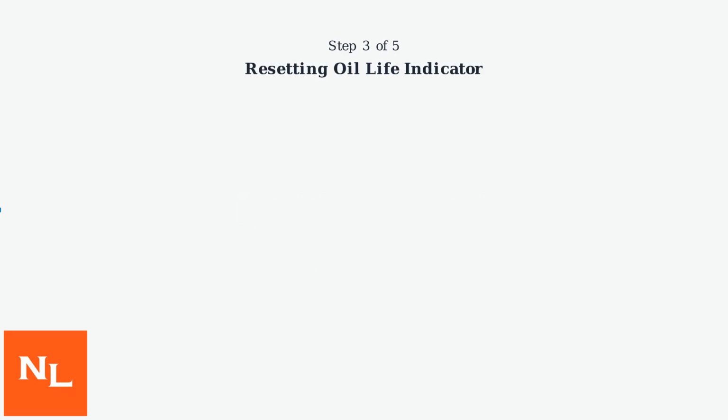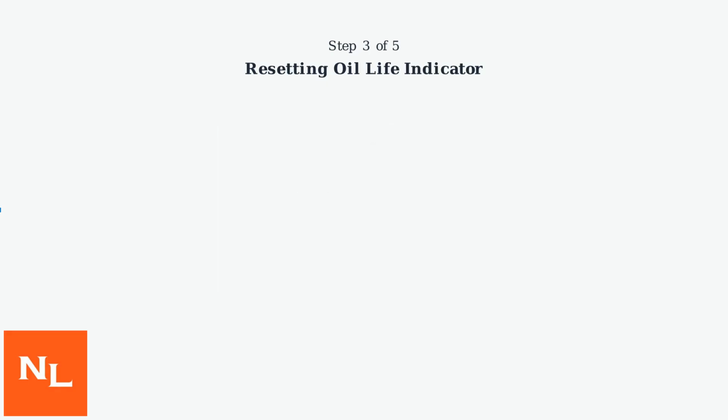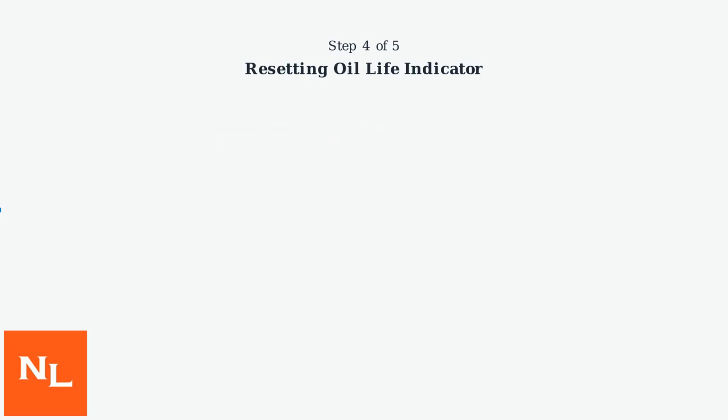To reset, first, turn the ignition to the on-run position without starting the engine. Navigate to the Oil Life or Vehicle Info option using the steering wheel buttons or touchscreen. Press and hold the Menu or OK button for 5 to 10 seconds. The indicator should reset to 100%, restarting the monitoring cycle.